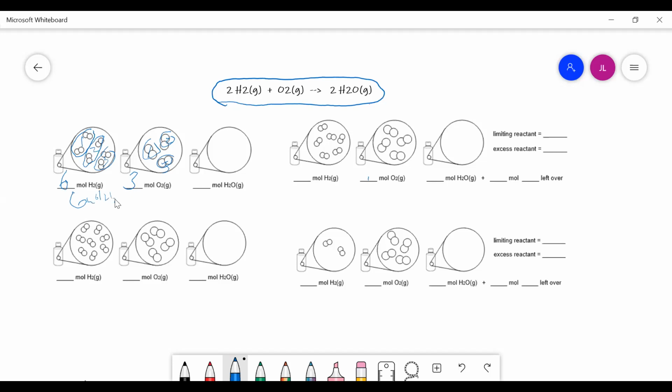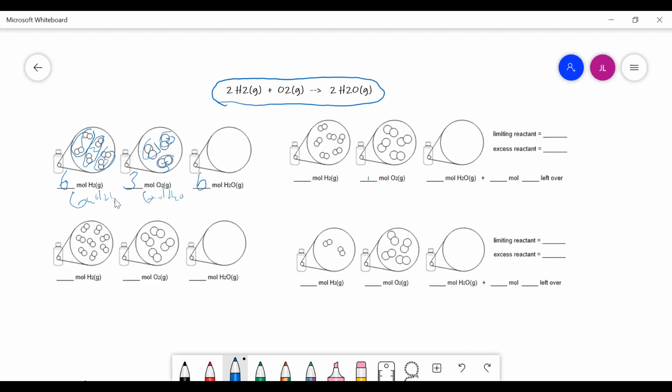If we look at our molar ratio of 1 to 2, every time we use 1 mole of oxygen, I'm going to make 2 moles of water. So 3 times 2 is going to give me 6 moles of H2O. Since they're the same, we're going to use up everything that we started with for each. We're going to end up with 6 moles of water with nothing left over.